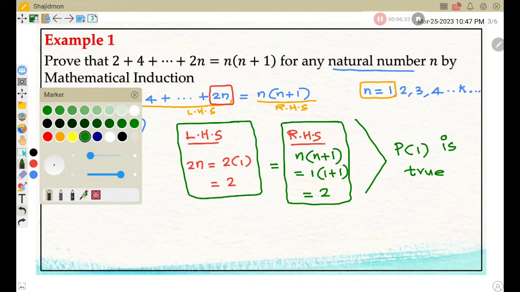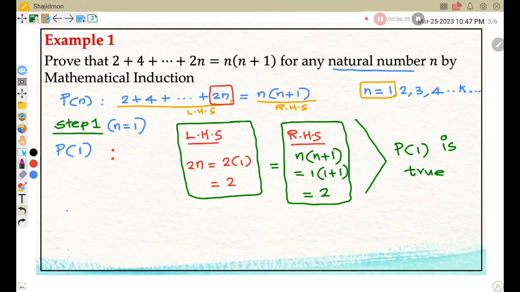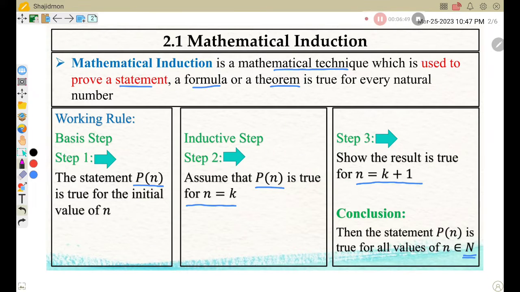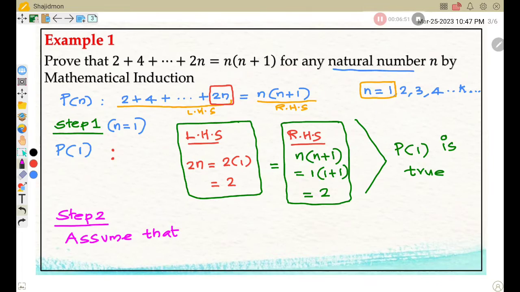Now once you finish step number 1, we will go to step number 2. What is step number 2 here? Step number 2 means assume that. We are assuming. Assume that the result is true for n equal to k. That means assume that P of k is true. P of k means P of n is true for n equal to k. Just apply n equal to k. That is P of k. P of n is our statement, correct? Put n equal to k. P of k. So assume that P of k is true.